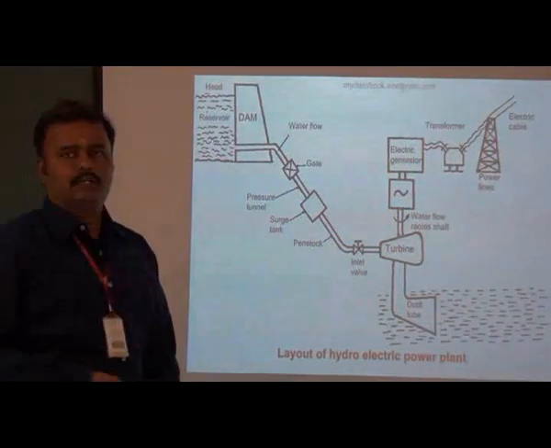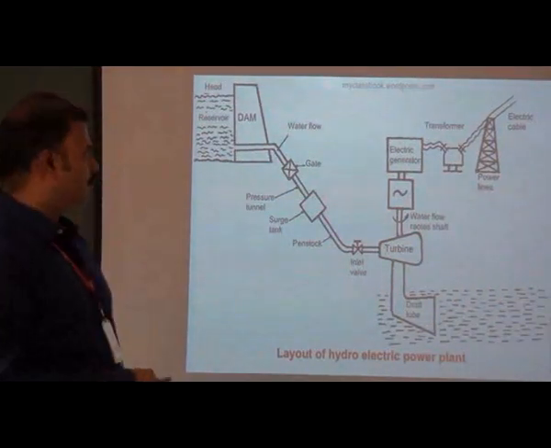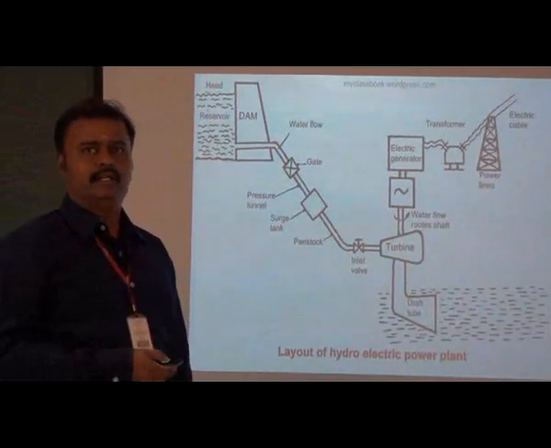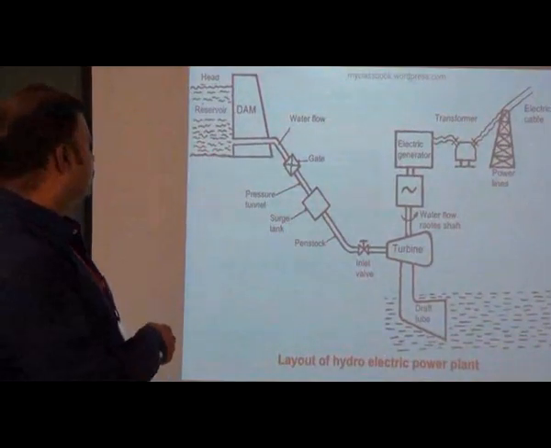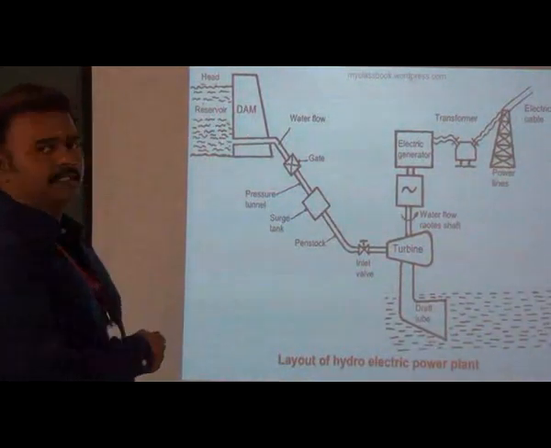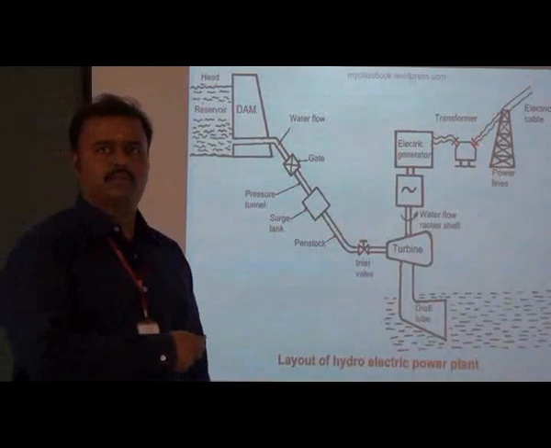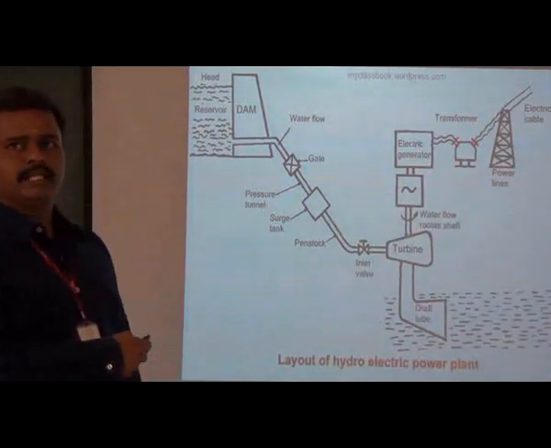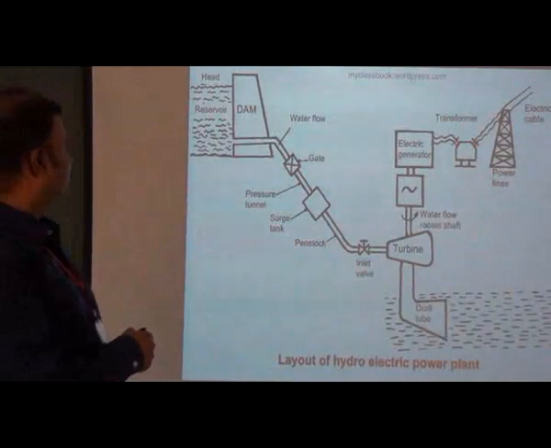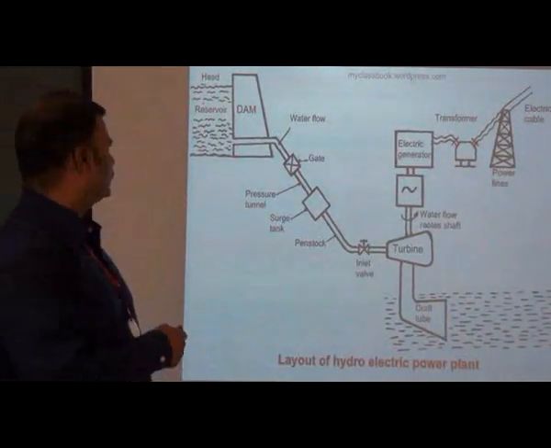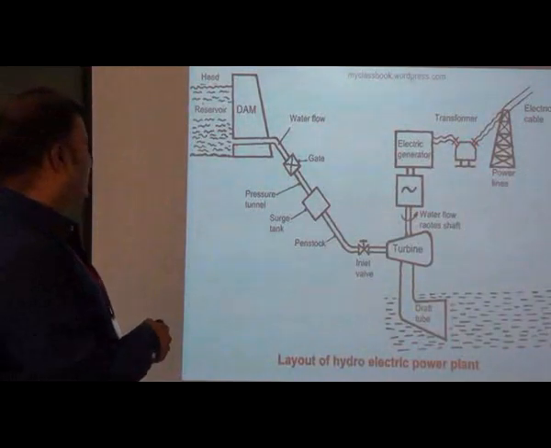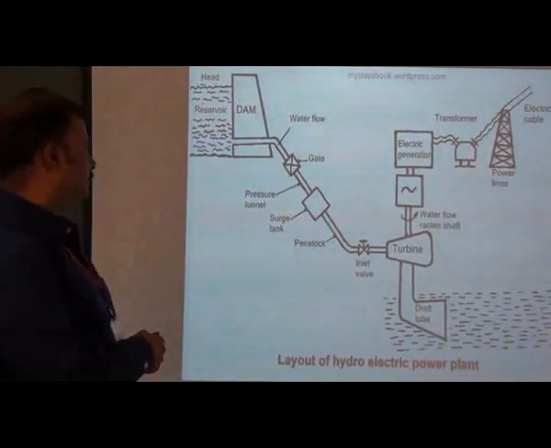This is the typical layout of a hydroelectric power plant. Normally the hydroelectric power plants are located very near the dam areas. This is the reservoir where the water is stored. The dam is nothing but a man-made construction to store the water. Most dams have hydroelectric power plants. In the catchment area, the water available during the rainy season is stored in the reservoir. It is normally located in the high hill areas.